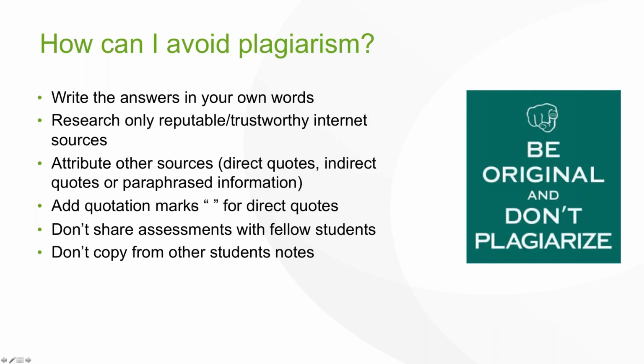How can you avoid plagiarism? Write the answers in your own words. Research only reputable or trustworthy internet sources. So when it comes to reputable sources, have a look back at my previous tutorial about referencing. You're wanting government sites, Australian sites, avoiding forums or wikis or blogs. When you do attribute other sources, use direct or indirect quotes or paraphrase information. Add quotation marks for direct quotes.